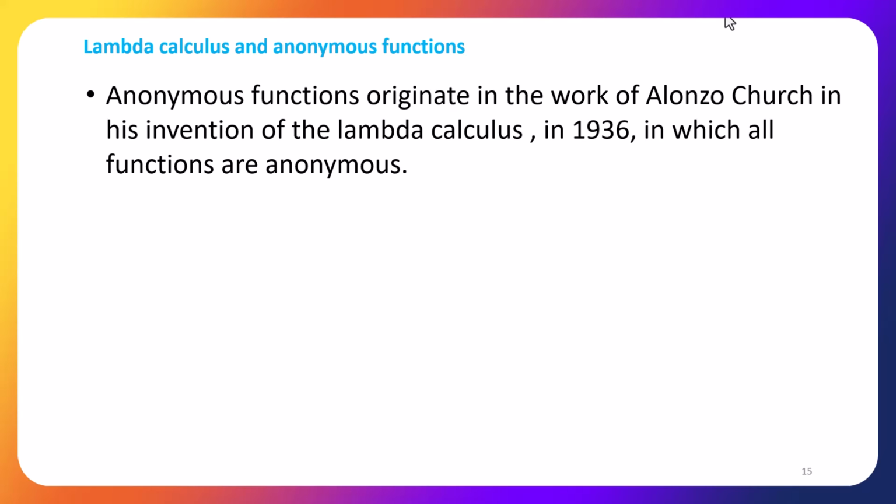So, okay, let's get on to the meat of this talk. Lambda calculus and anonymous functions. Anonymous functions originate in the work of Alonzo Church in his invention of the lambda calculus in 1936, in which all functions are anonymous. This work ran parallel to Turing machines, which Alan Turing was working on at the time, and they are both different takes on the same thing, basically.